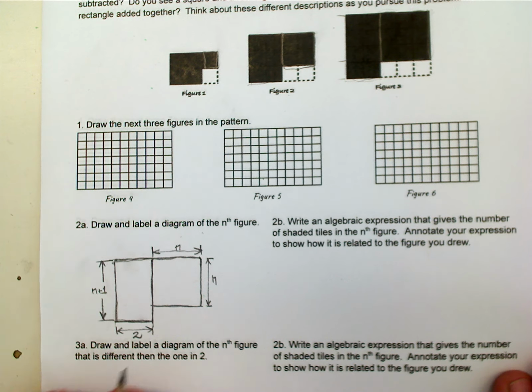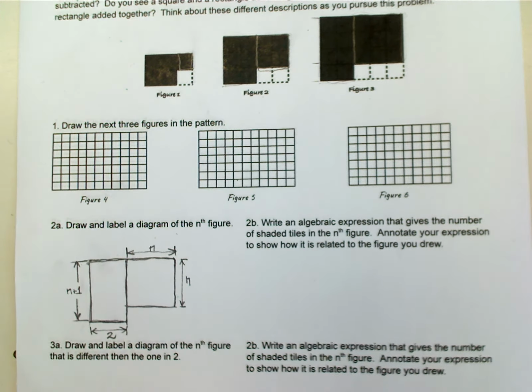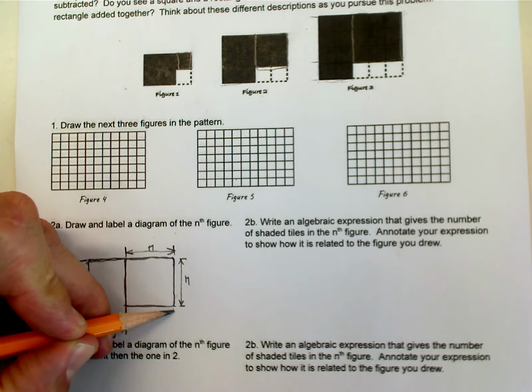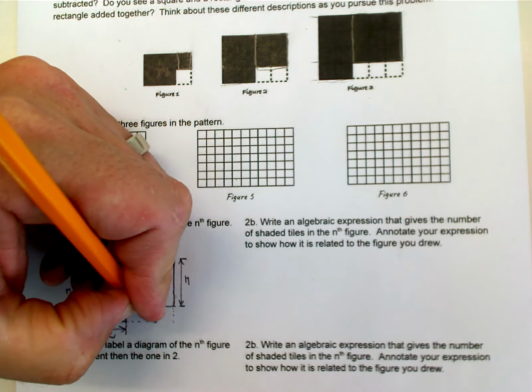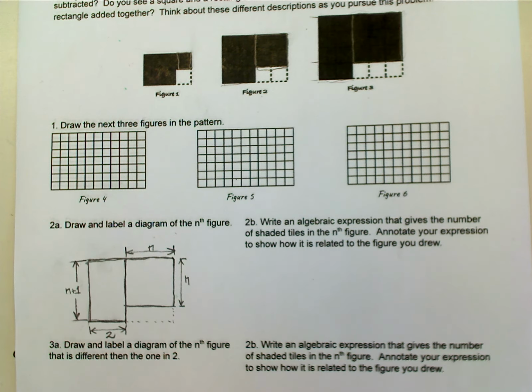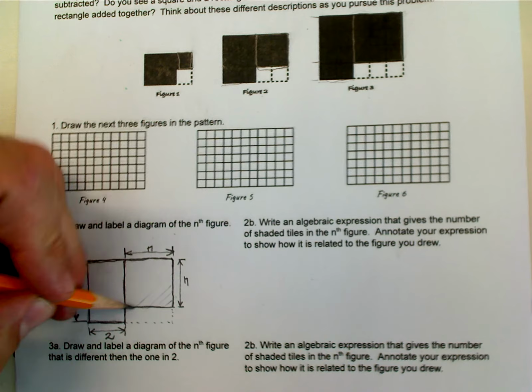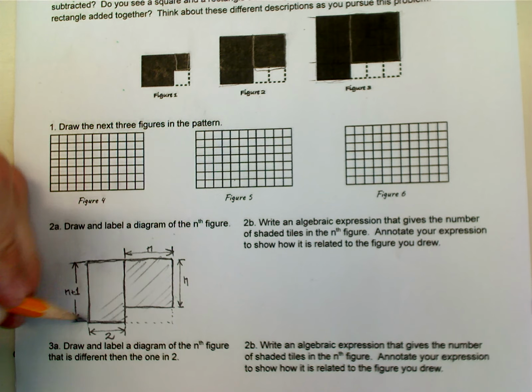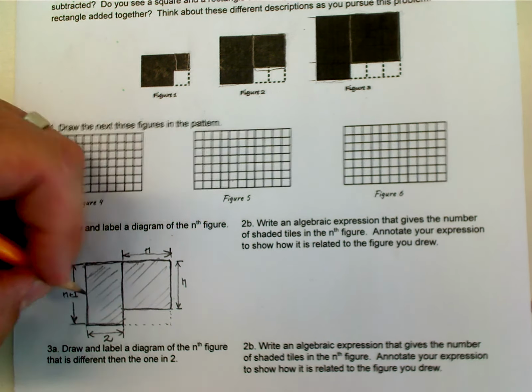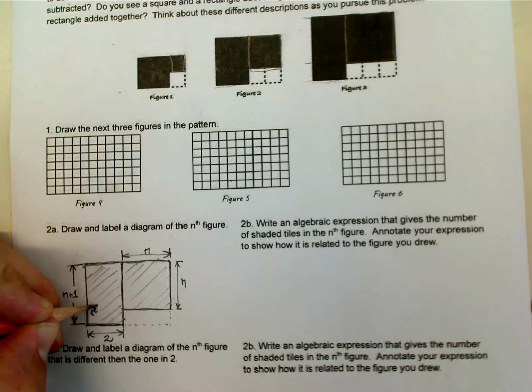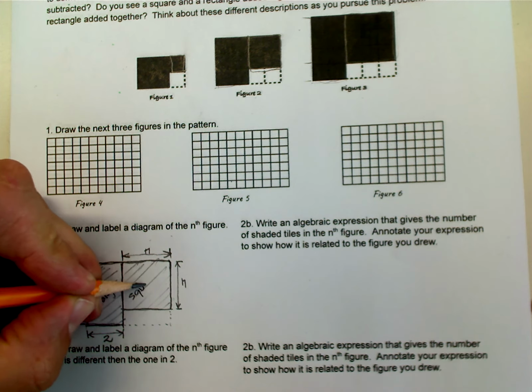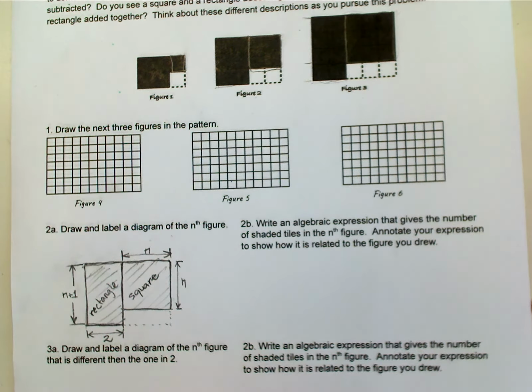Beautiful. And then I have to write an algebraic expression that gives the number of shaded tiles in the nth figure. I could add in this little piece that I'm not considering, but I want to know the area of this shaded region altogether. I'm going to call this thing the rectangle and this thing the square in my diagram.